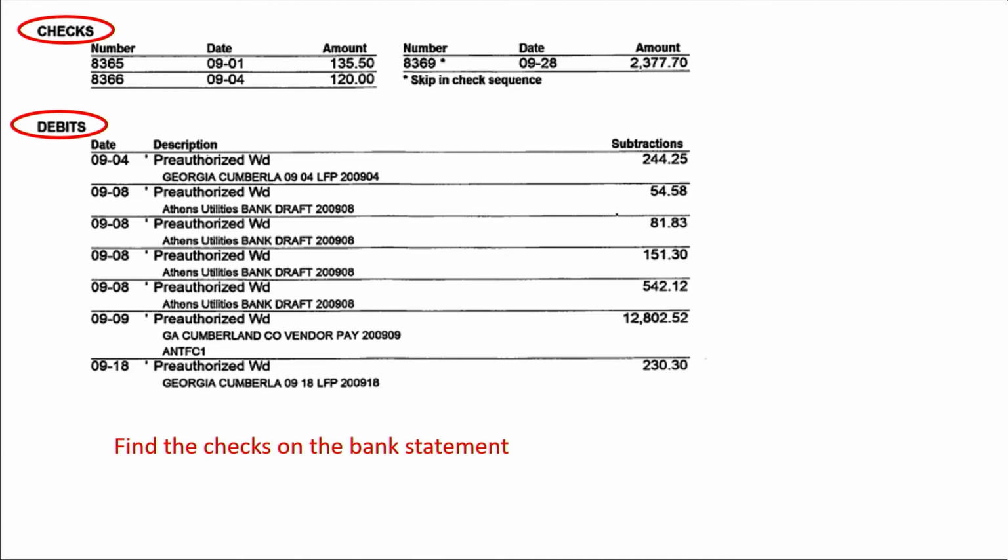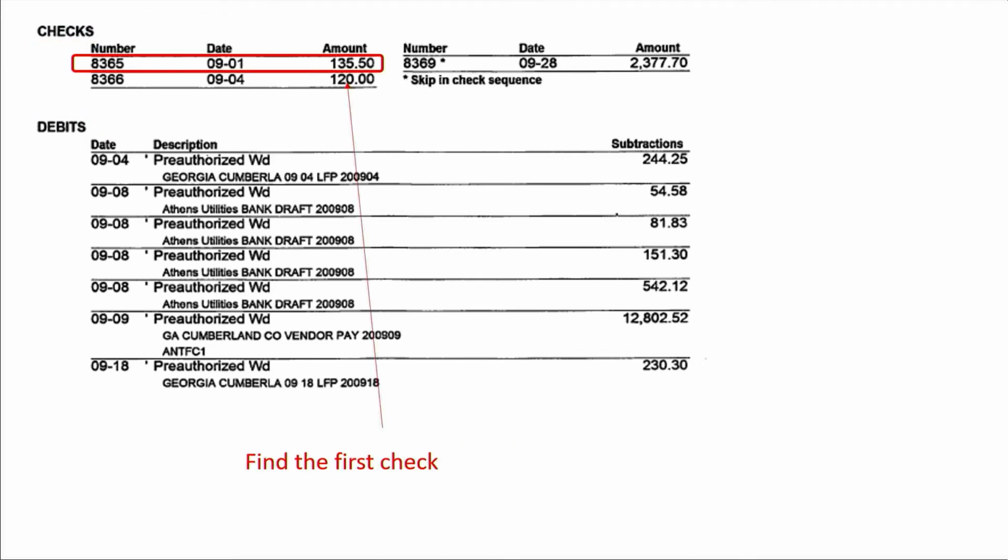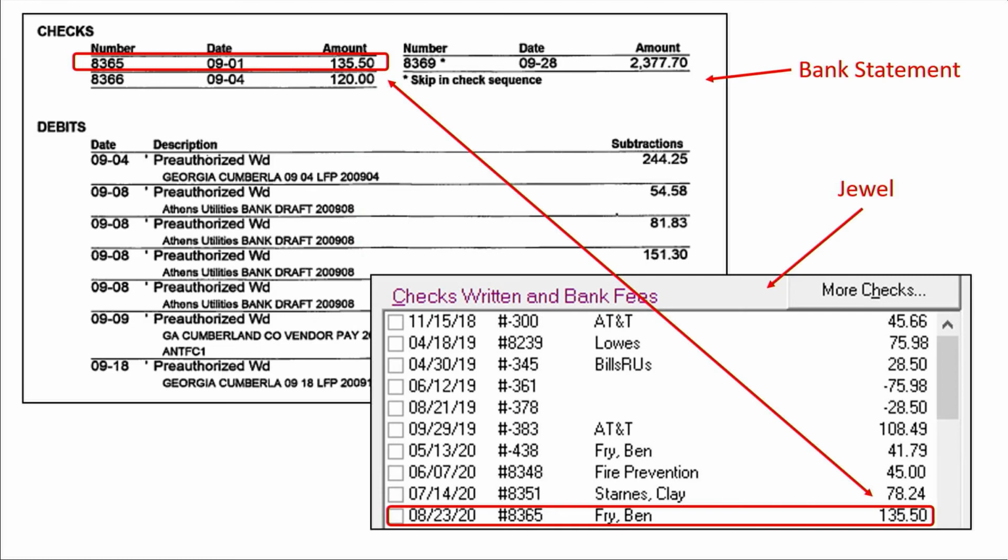Next, find the checks and the withdrawals on the bank statement. Sometimes they're combined with all the other transactions. Sometimes they have their own section. Often the numbered checks and the electronic checks have separate sections, and sometimes they're called debits. Once you find the checks, locate the first check. Now look on Jewel to see if it's there.